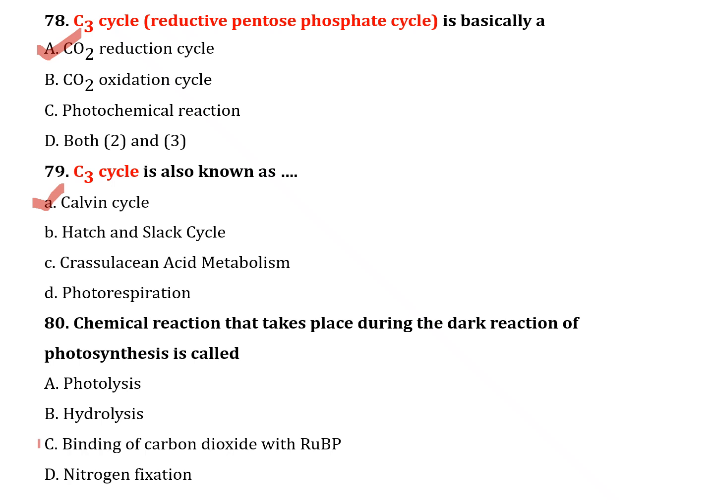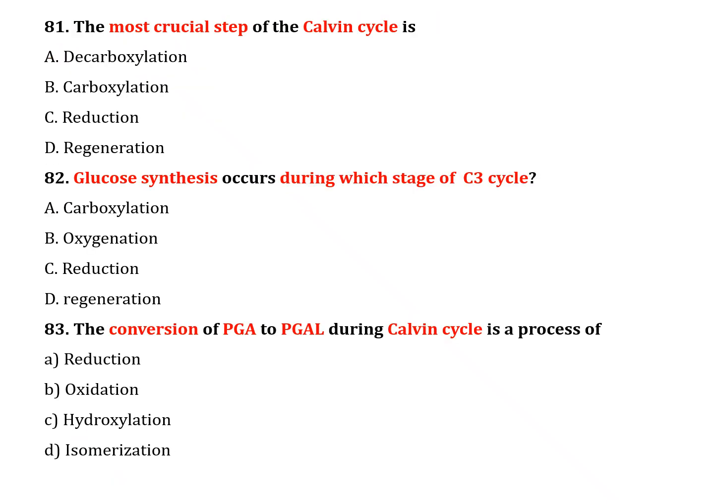The correct answer is option C, binding of carbon dioxide with RuBP. The next question, number 81. The most crucial step of the Calvin cycle is: option A, decarboxylation; option B, carboxylation; option C, reduction; option D, regeneration. The correct answer is option B, carboxylation.